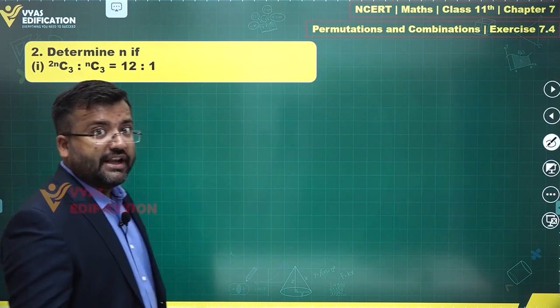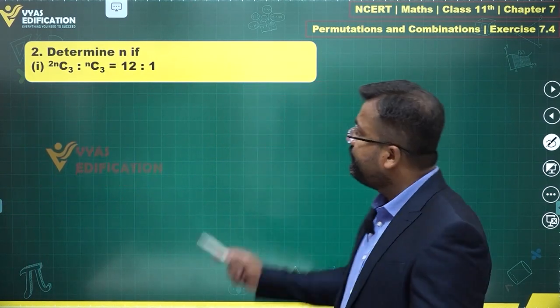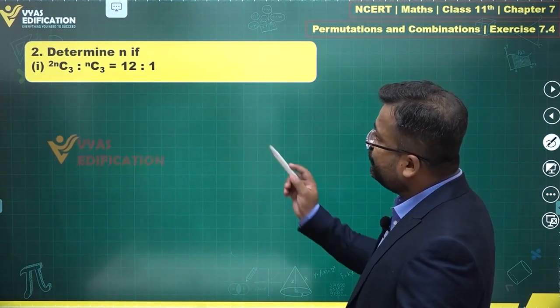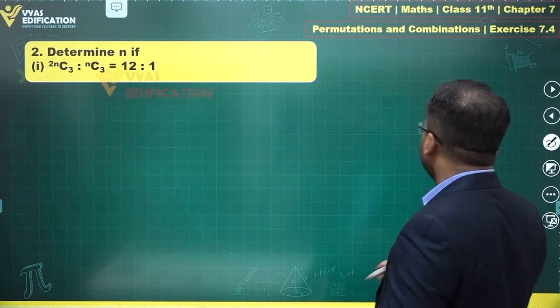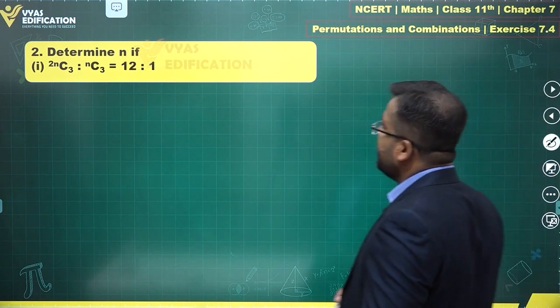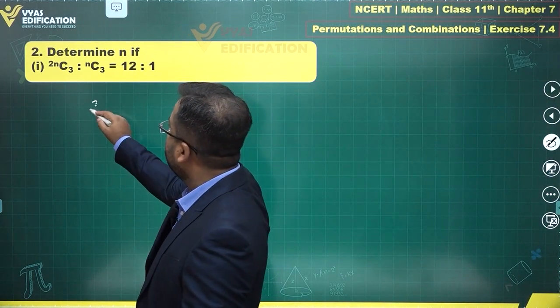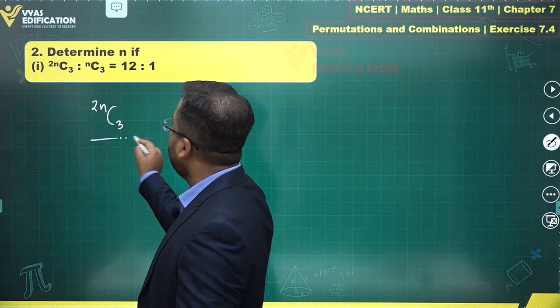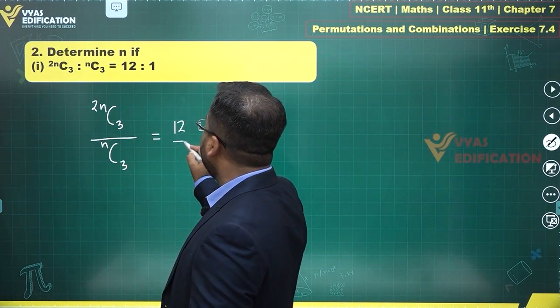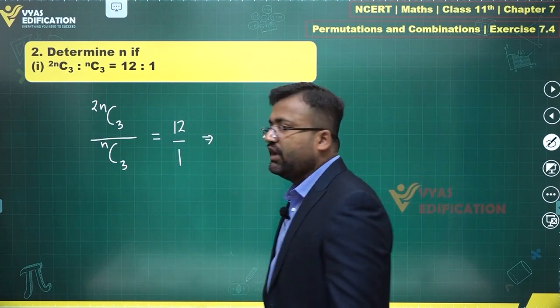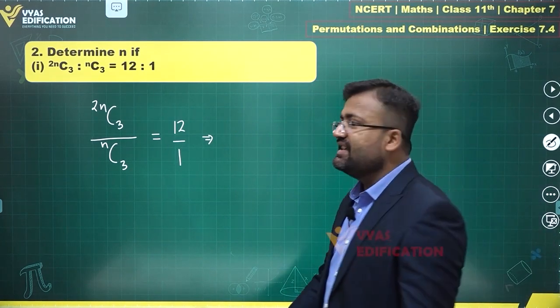Let's discuss this question next. The question says: determine n if 2nC3 to nC3, the ratio is equal to 12:1. If this is the case, then let us apply this idea. 2nC3 over nC3 is equal to 12/1. This implies what? Now, what is 2nC3 equal to?